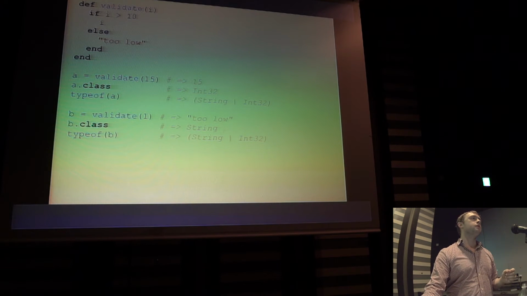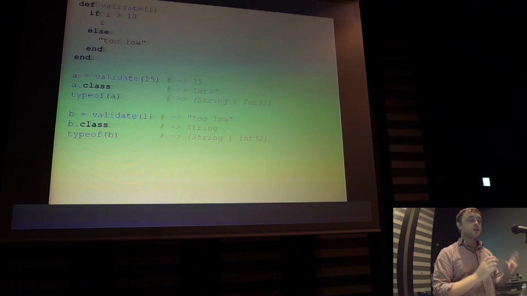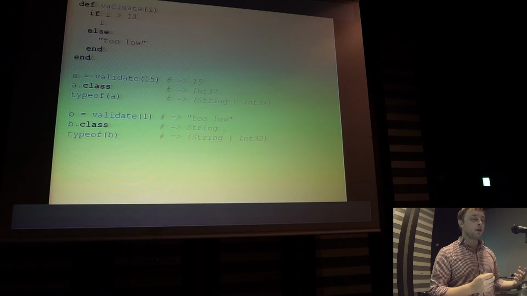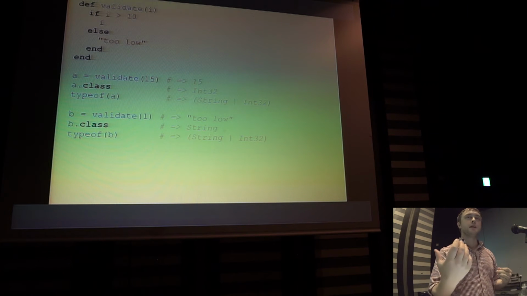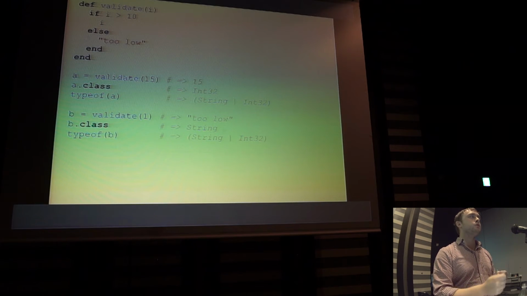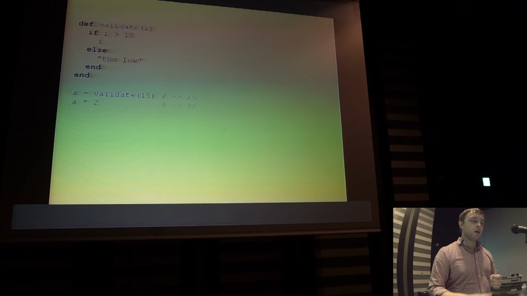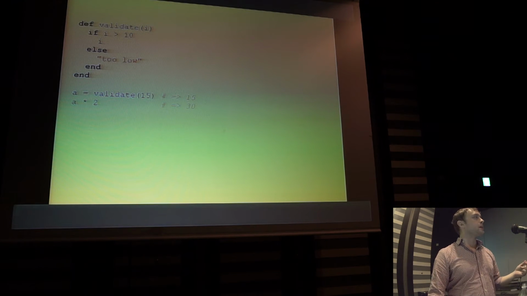And so what's happened here is that a new type was created at compile time, the union of String and Int. When we pass in something that's less than 10, like 1, we get the string back. If we send the class method, we get that it is a String, but the type is still the union of those two types. And so if we take the result of that, 15, and we multiply by 2, we get 30, as you'd expect, because multiplication is defined on both String and Int.